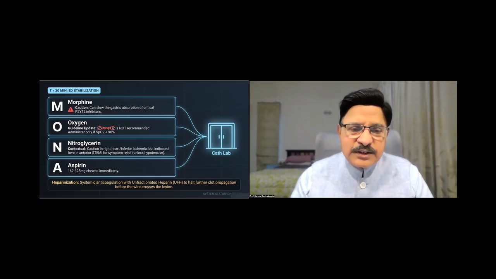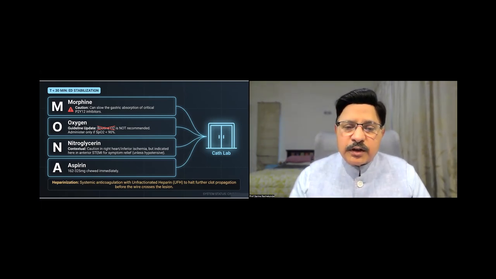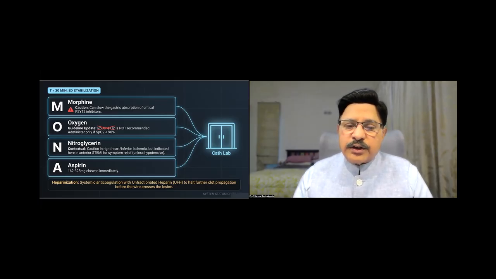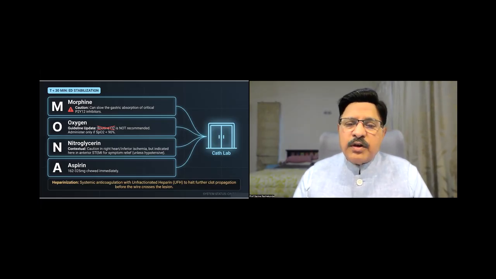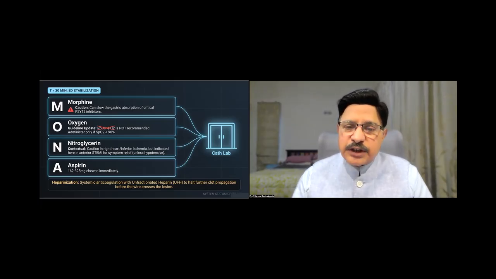Yes. Systemic anticoagulation with unfractionated heparin to halt further clot propagation before the wire crosses the culprit lesion. Before the wire crosses the lesion, you would have given already anticoagulation with unfractionated conventional heparin. How much? 5,000 units. Whether you give intramuscular or subcutaneous, the result is the same.